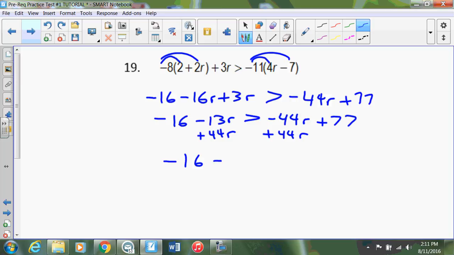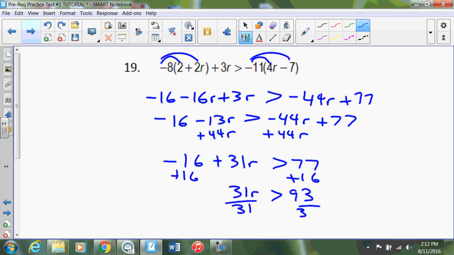Let's see, actually I did two things. All right, hold on. So that's plus 31r. And I'm going to go ahead and add the 16. And divide by the 31. And I get r is greater than 3. Okay, so the nice thing was, excuse me, I wasn't multiplying both sides by negatives. I wasn't dividing both sides by negative, because if we had that, we would have to flip the greater than sign.